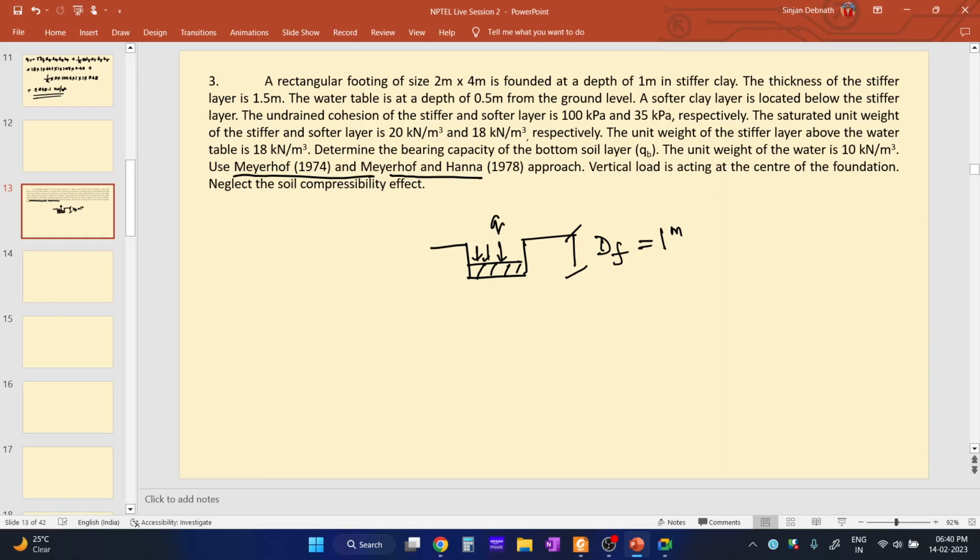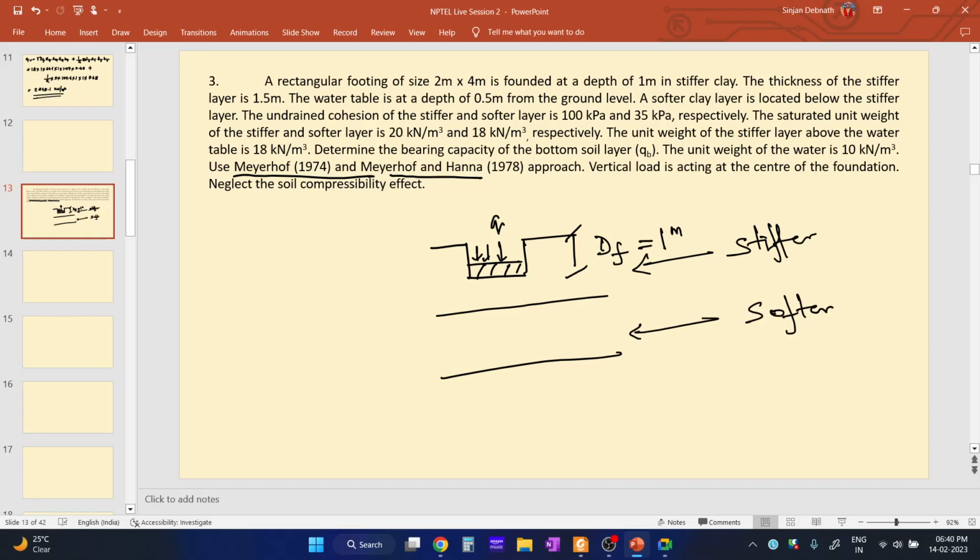The footing is founded on this soil, and there is another soil below this soil. Let us consider the top soil. This one is a stiffer soil, and the lower one is a softer soil. For the stiffer soil, the parameters are gamma 1, phi 1, and c1. These are all the properties of the top layer. And for the softer layer, the properties are gamma 2, phi 2, and c2.